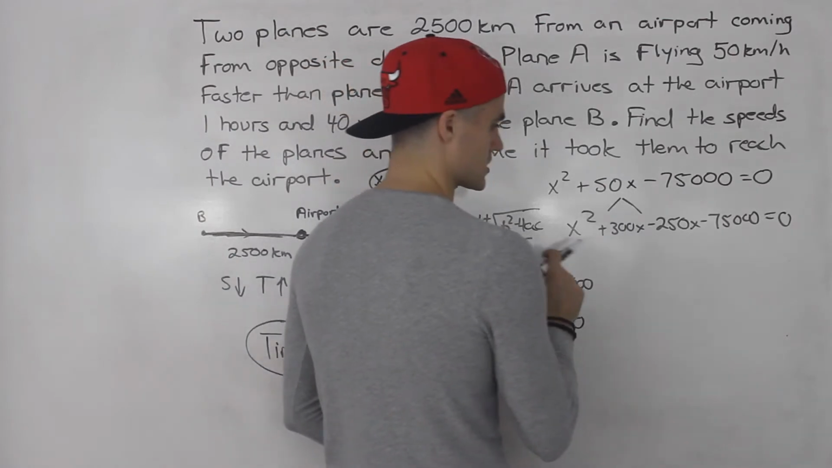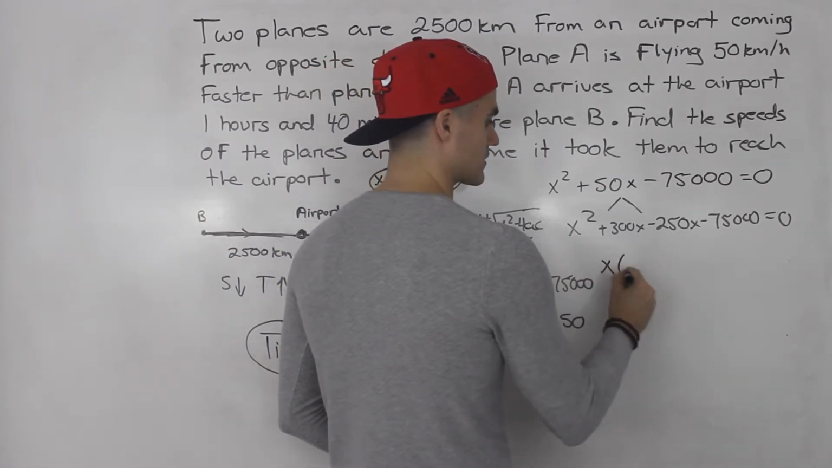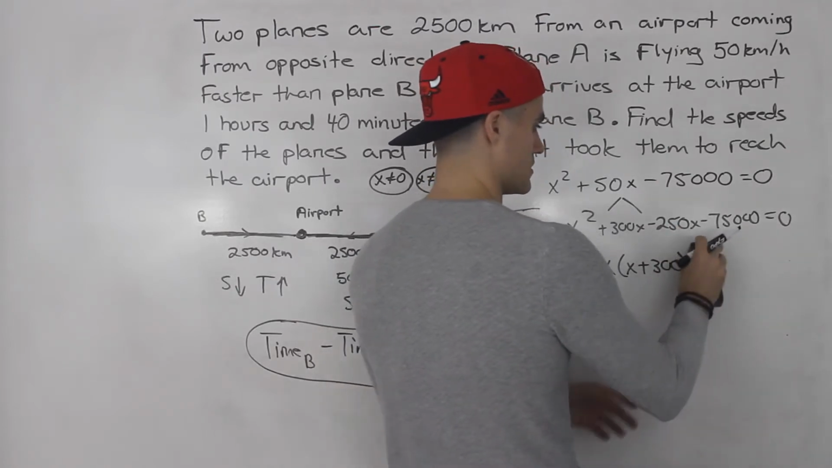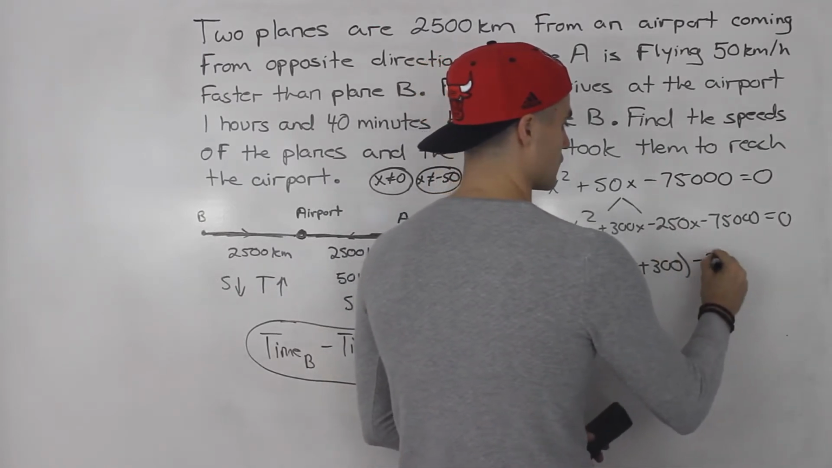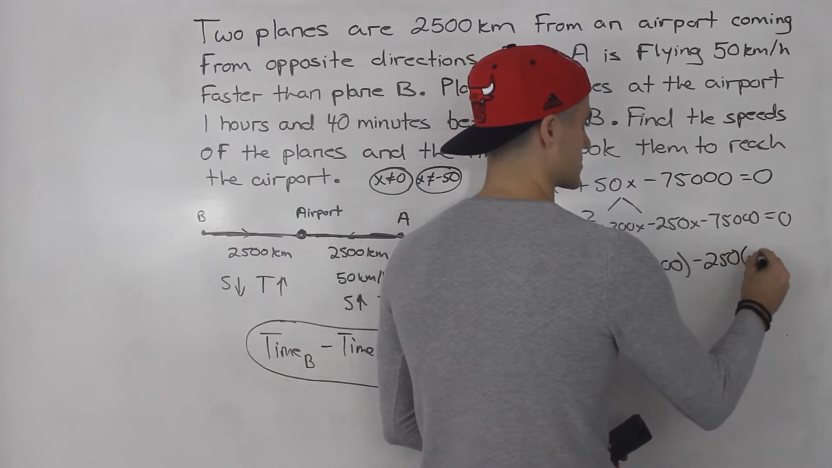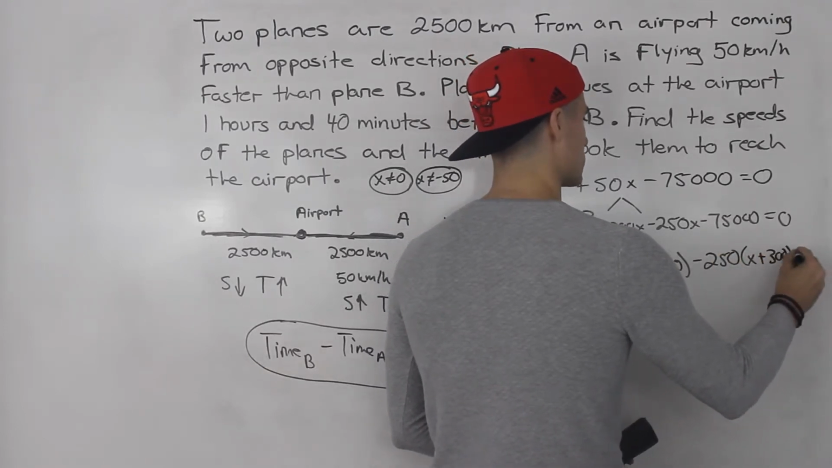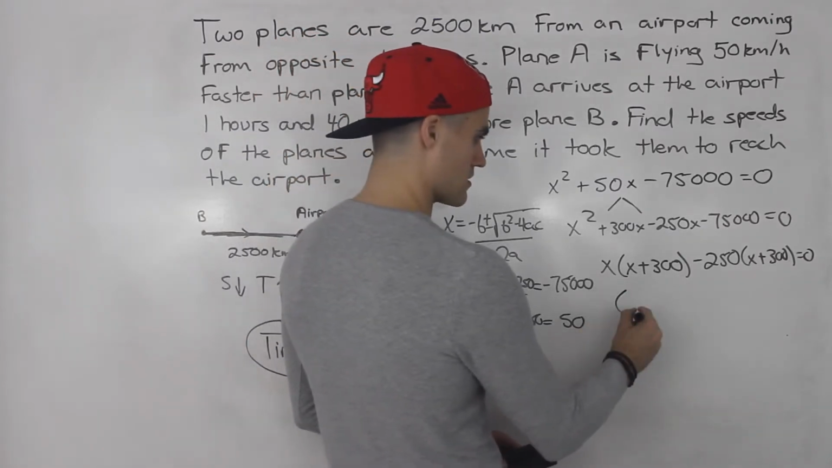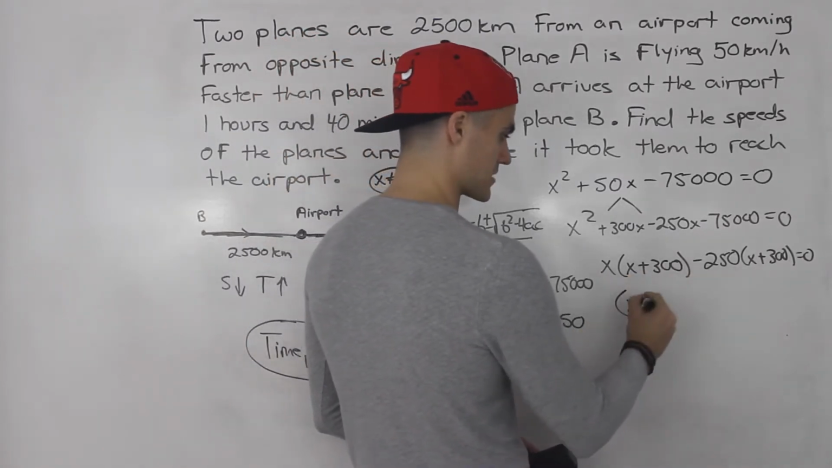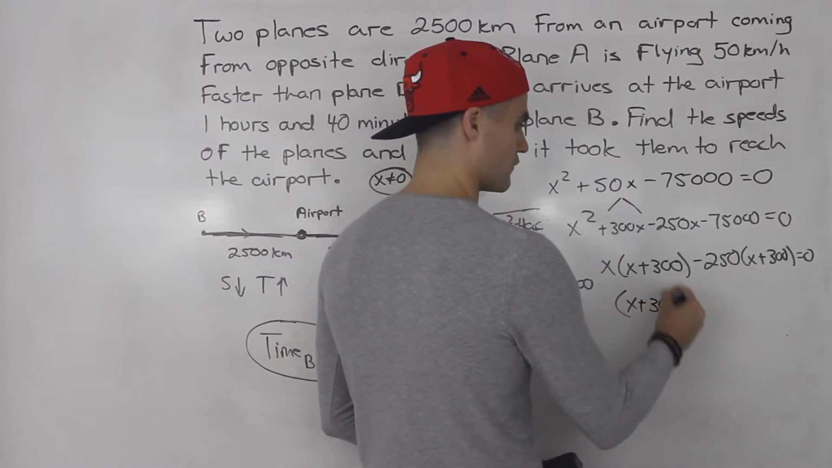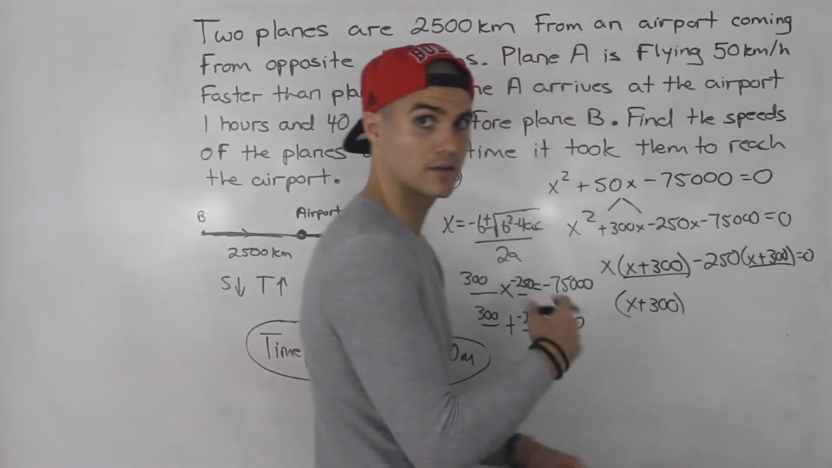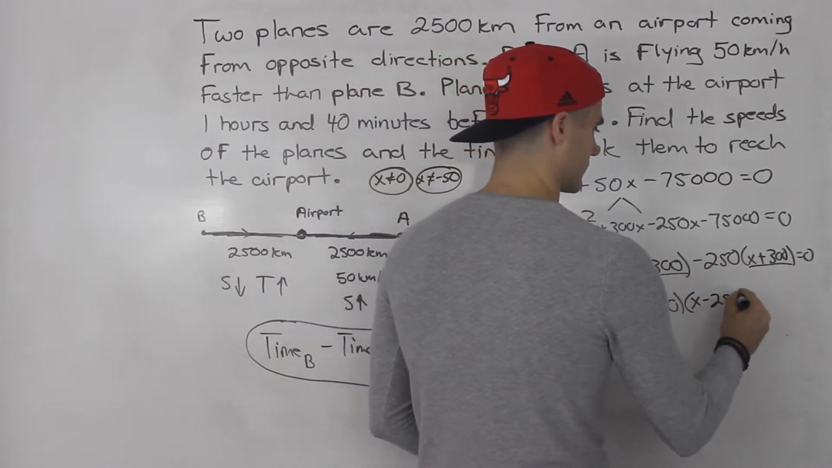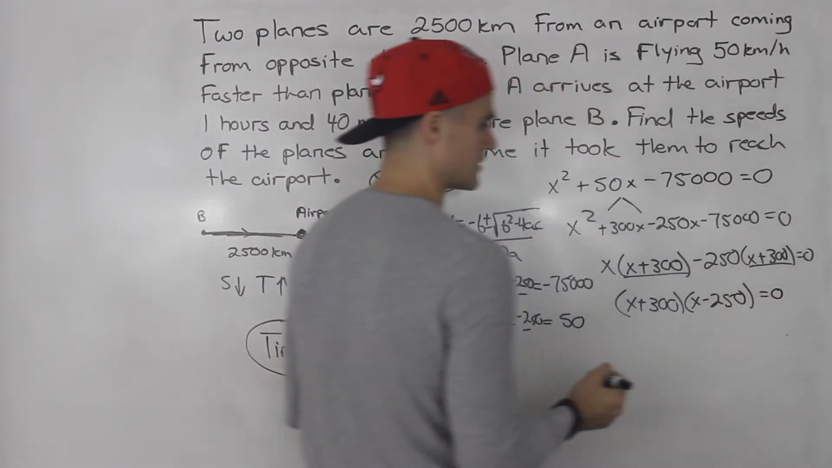And now you just factor by grouping. From these two, you could take out an x, you're left with x plus 300. And then from these two, you could take out a negative 250, left with x plus 300. This is equal to 0. And then from here, you could take out an x plus 300 from both. Remember, the bracket should be the same. If it's not, you're doing something wrong. Then you're left with x minus 250. And this is equal to 0.